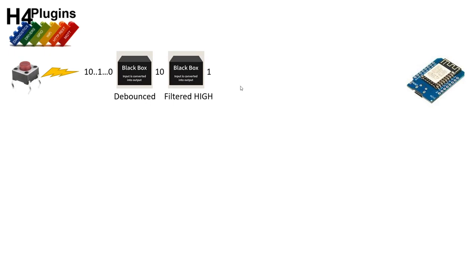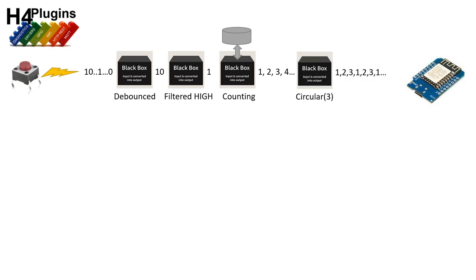Let's extend that pipeline with some different types of black boxes. Let's take a black box that can remember how many times it's been called, and then we effectively get a button that counts how many times it's been pressed.